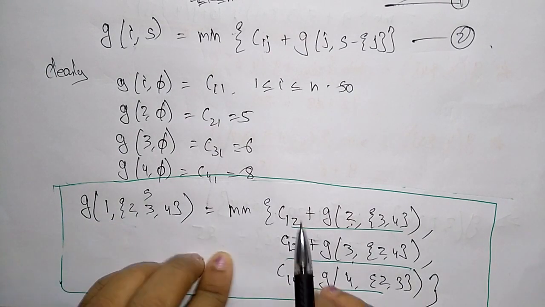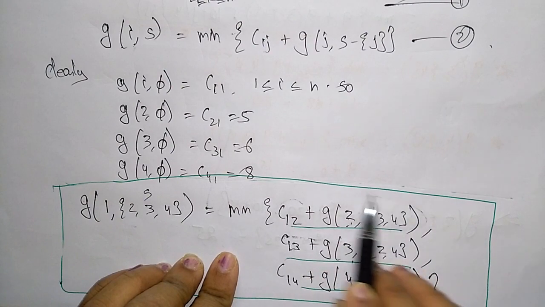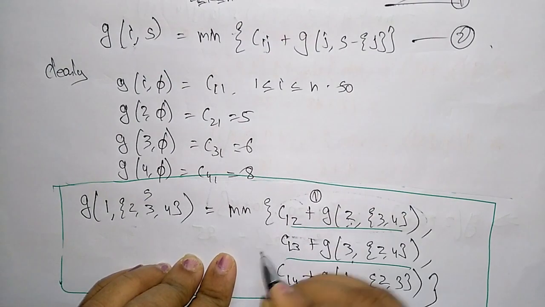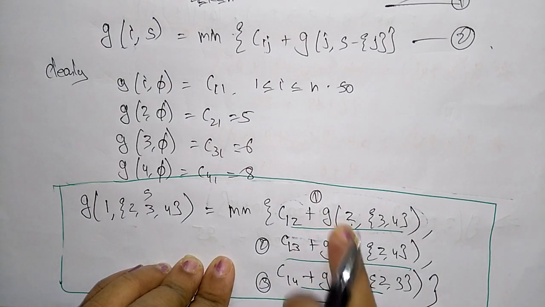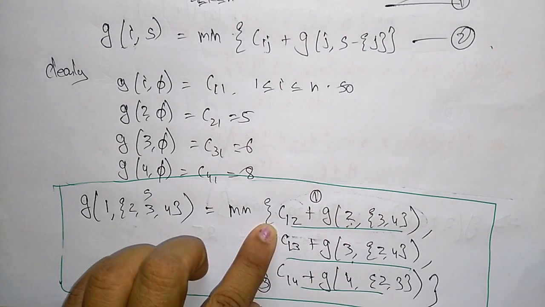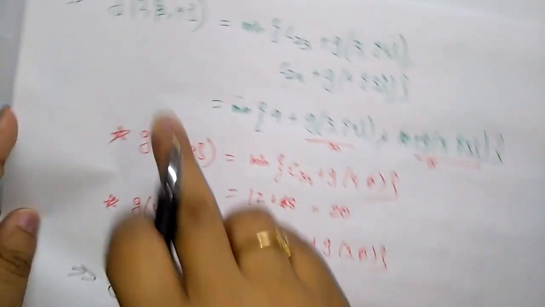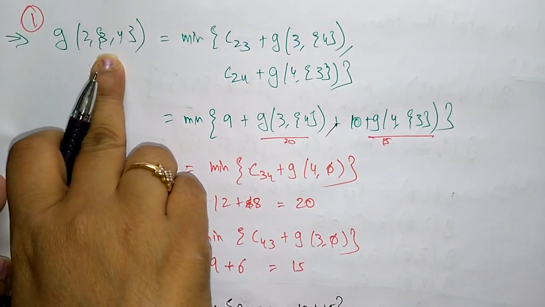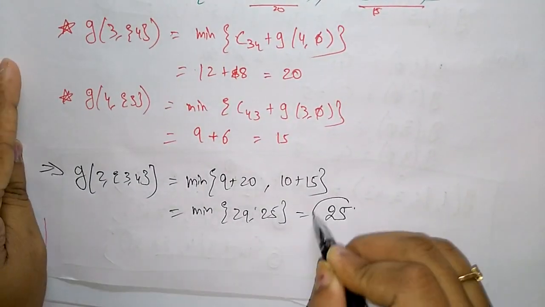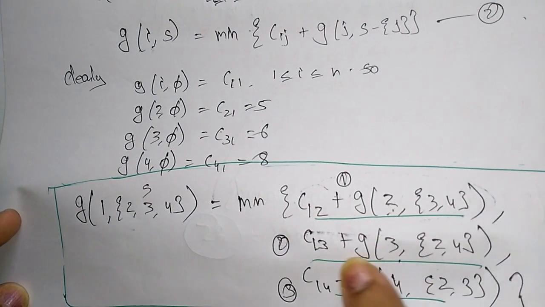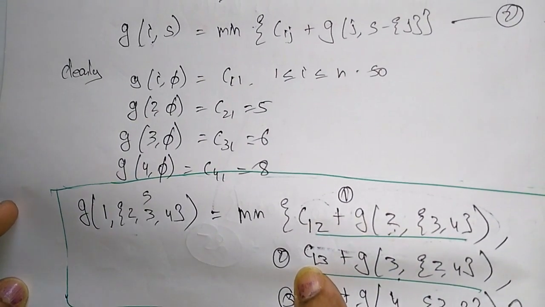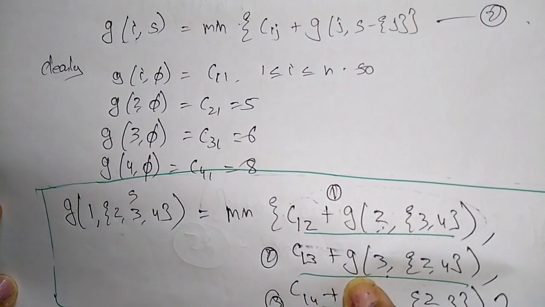From this we have already calculated this part. Let's take this as part 1, this as part 2, and this as part 3. Finally we will substitute all the values here. The one we already calculated is g of 2 comma 3 4, and we get the value 25. Now take the second equation, g of 3 comma 2 4. C13 we already know from the given adjacency matrix, so we have to calculate g of 3 comma 2 4.